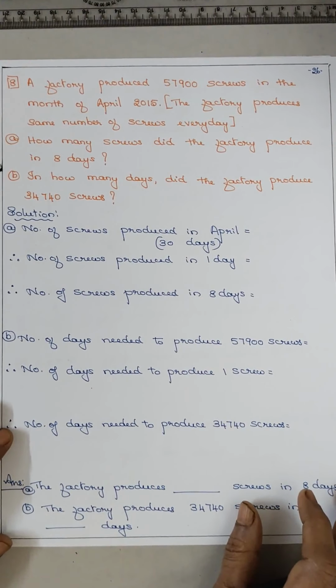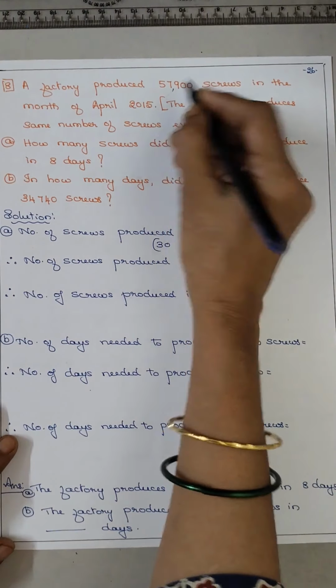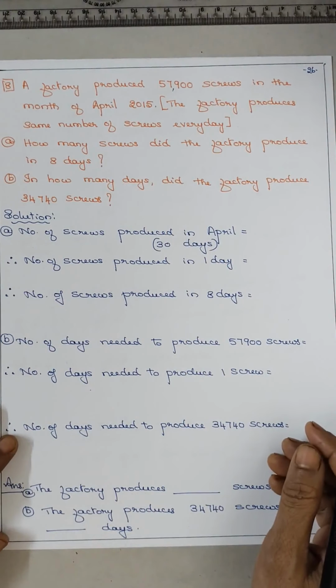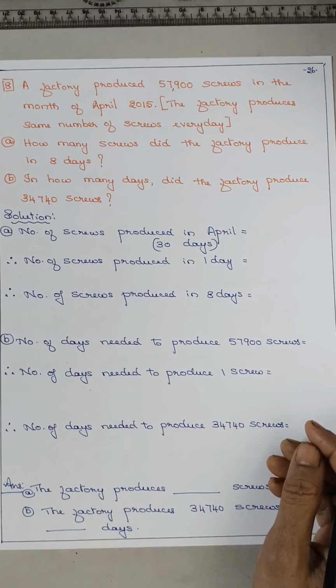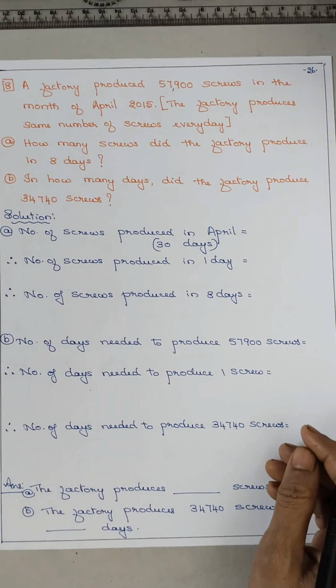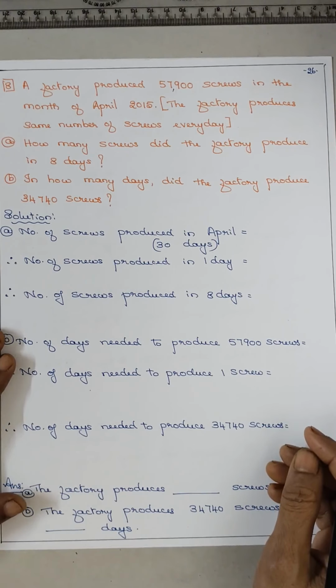A factory produced 57,900 screws in the month of April. The factory produces the same number of screws every day. We have to assume this. How many screws did the factory produce in 8 days?